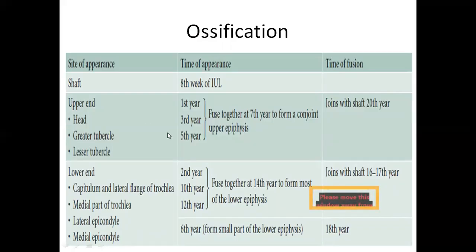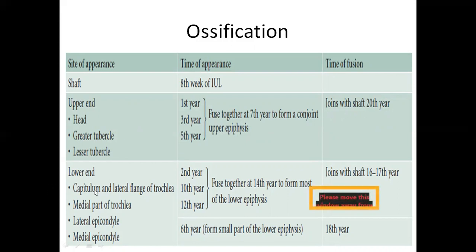Now let us see the ossification. For the shaft, the primary ossification center appears during the 8th week of intrauterine life. For the upper end, ossification centers form for the head at the first year, the greater tubercle at the third year, and the lesser tubercle at the fifth year. They all fuse together at the 7th year to form the conjoint upper epiphysis, which I have shown in red color in the first slide. So overall, the upper end joins with the shaft by the 20th year.